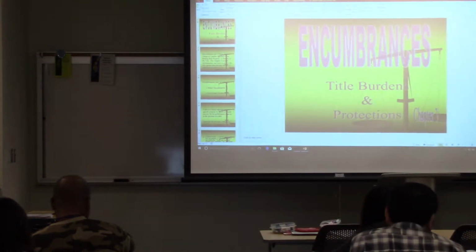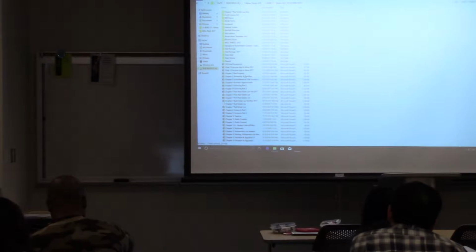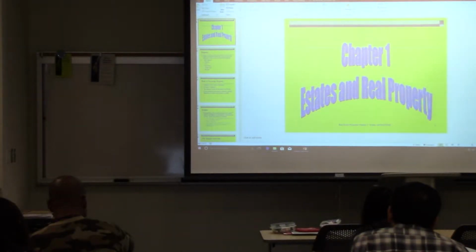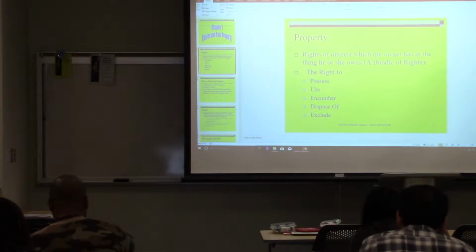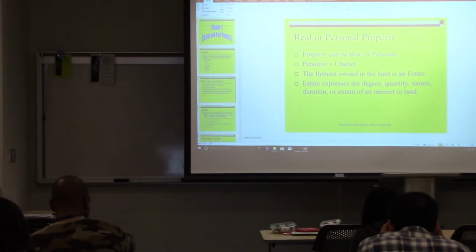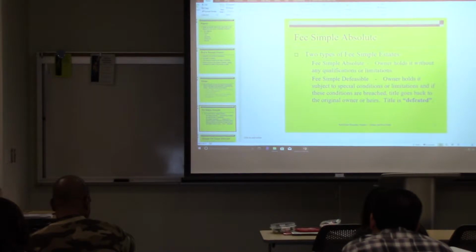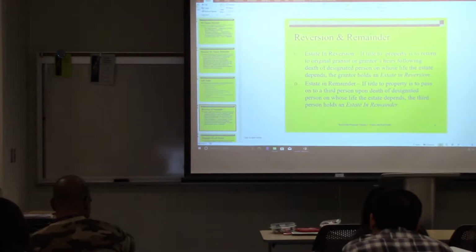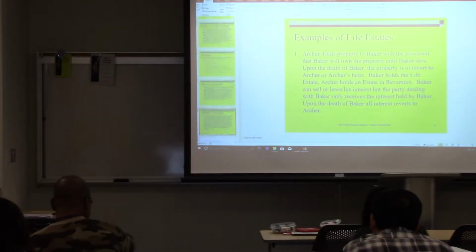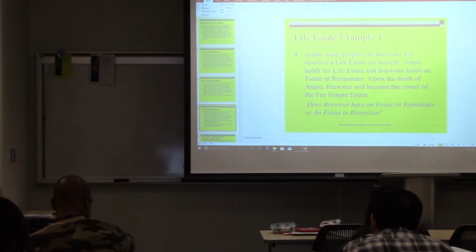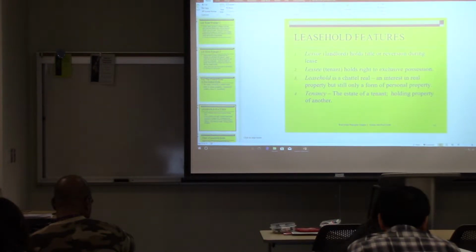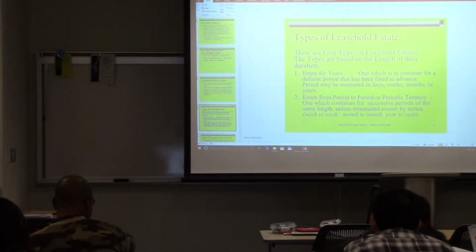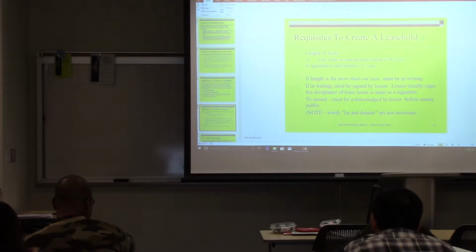Remember we did encumbrances and we did real property. Okay, so we did estate and real property. Remember some of this? And then we did property real and personal, freehold, non-fixed, fee simple absolute, and then we did reverse remainder. That was with the life estates. We did that a little bit. Less than freehold. You can read the handout I gave you or the chapter in the book. Leasehold features and lessor lessee. And then we fortify all that with the test questions.